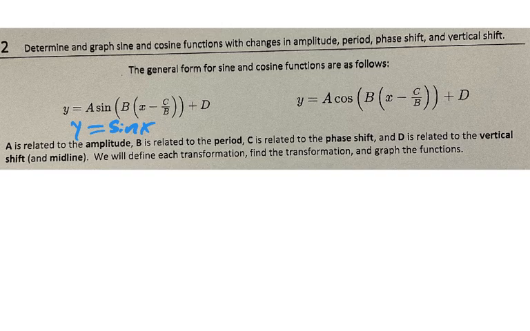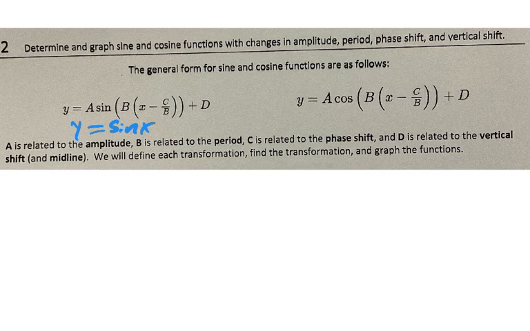I don't even want to talk about it because it just gets confusing. Here's how that works. If I had sine of 2x, you see how this is not a phase shift. I'm not adding or subtracting, so it's not left or right. This is being multiplied by the x, which means I'm affecting the period.